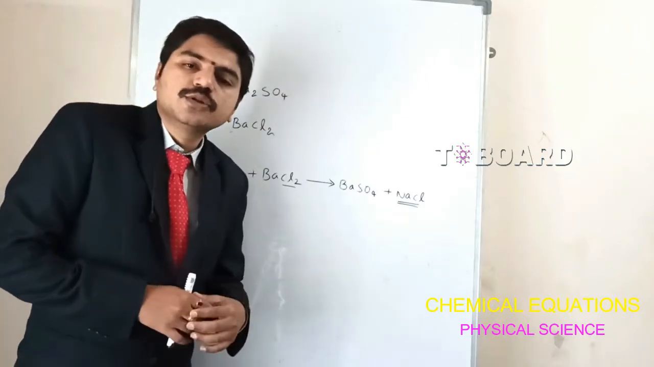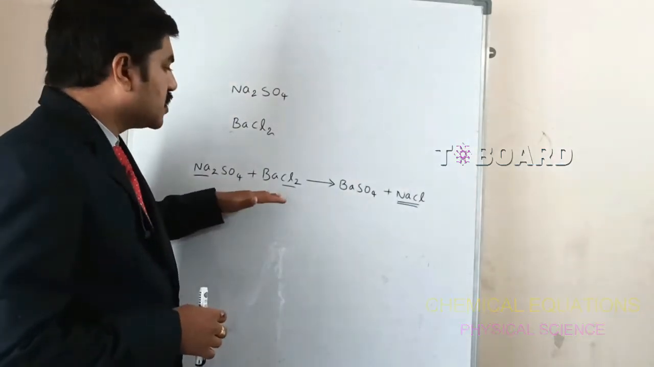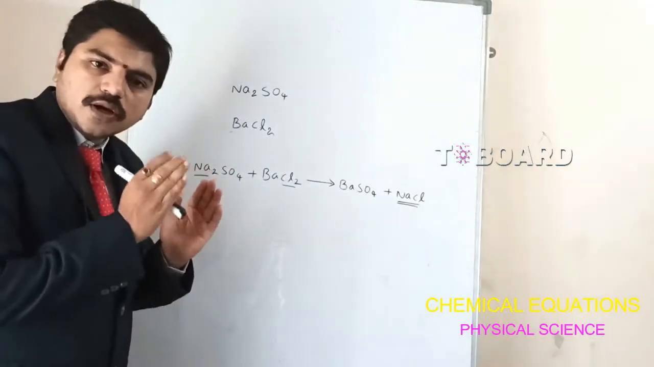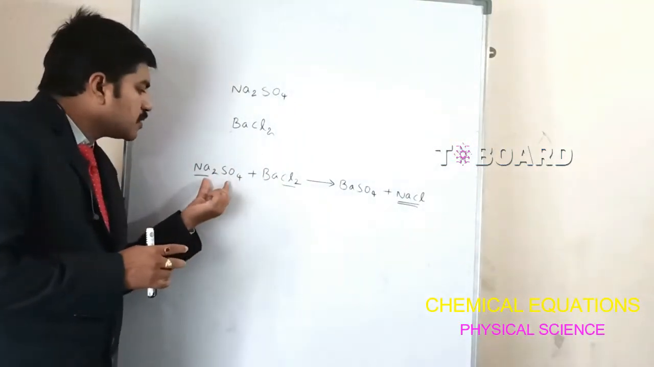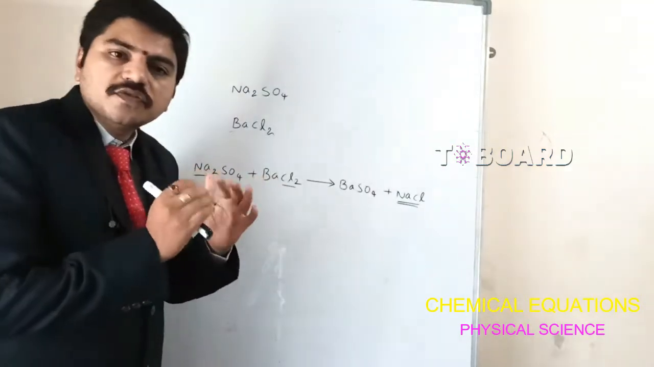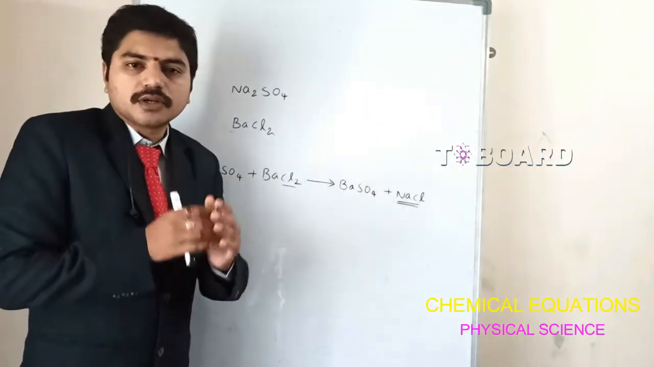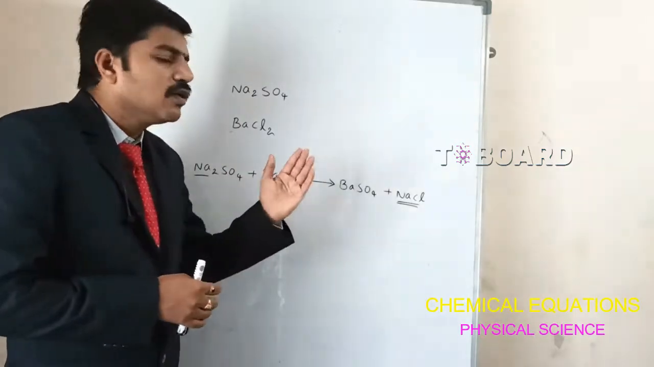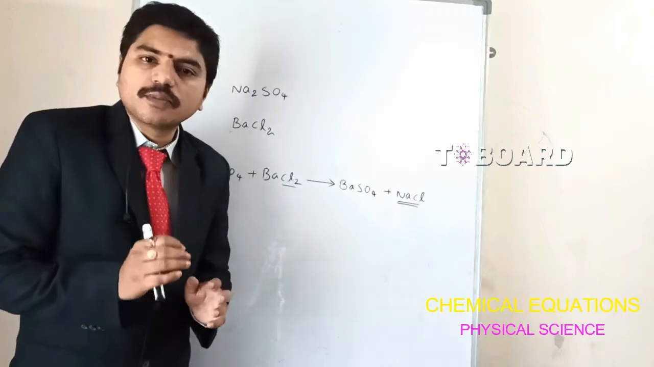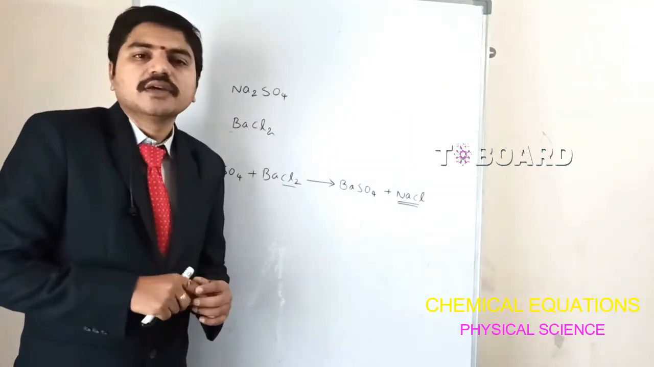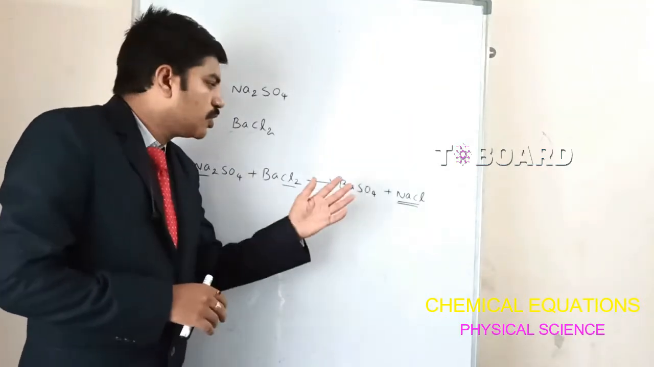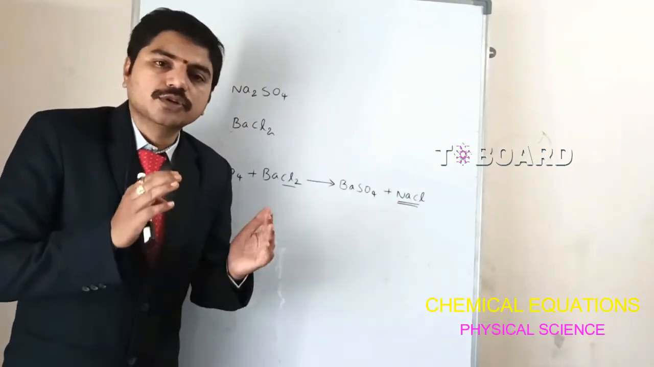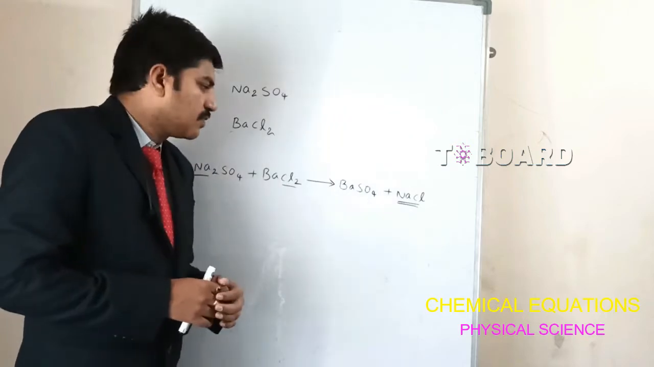So what do we think about this kind of chemical reaction? The sodium sulfate and barium chloride are two different chemicals. When the solutions are mixed together, automatically a white colored precipitate forms. That is called a chemical reaction. Sodium chloride and barium sulfate are the products we get. This is one of the activities.